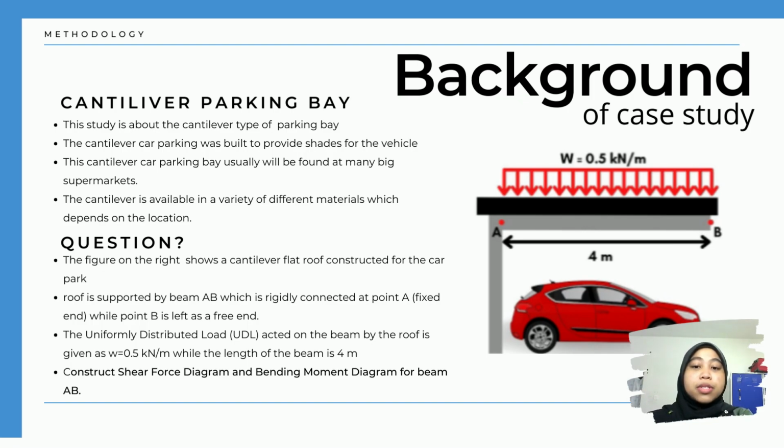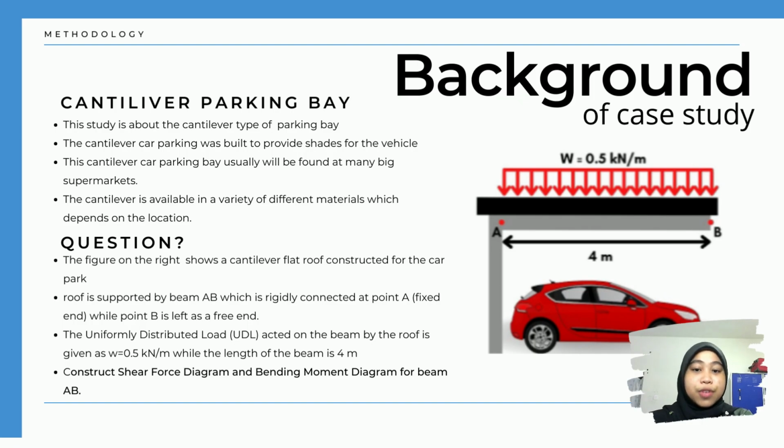This study is about the cantilever type of parking bay. The cantilever car parking was built to provide shade for vehicles to prevent them from the adverse effects of weather elements such as sun, rain, and heat. This cantilever car parking bay can usually be found at many big supermarkets, railway stations, or hospitals. The cantilever is available in a variety of different materials depending on the location. The objective of this case study is to construct the shear force diagram and bending moment diagram for beam AB for the cantilever parking bay.